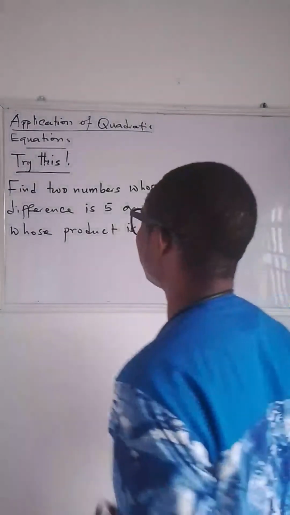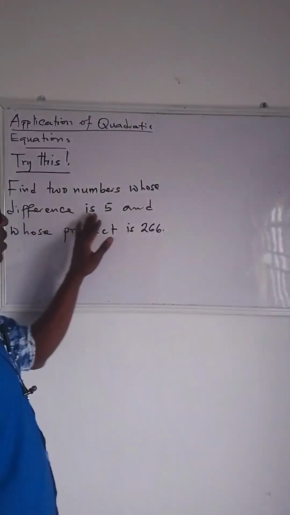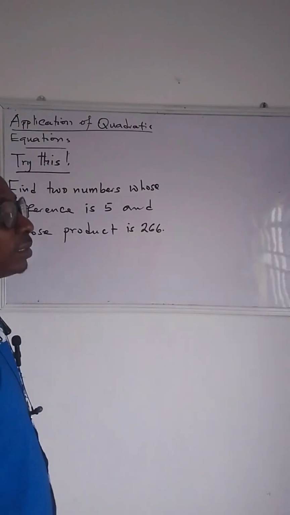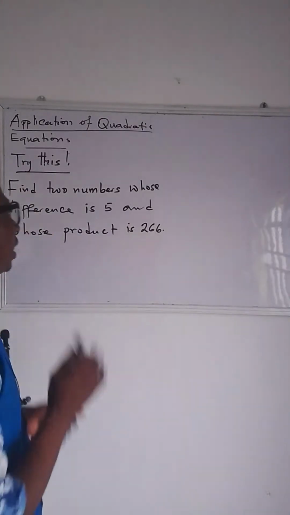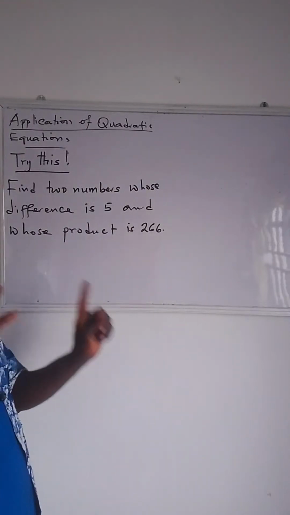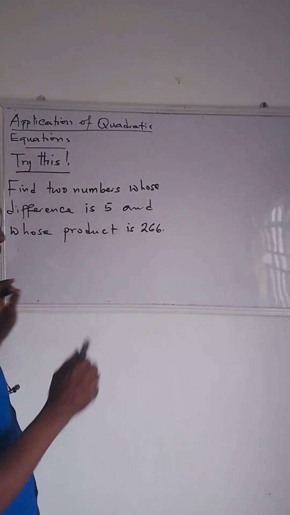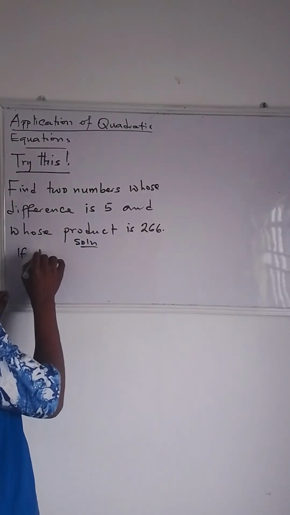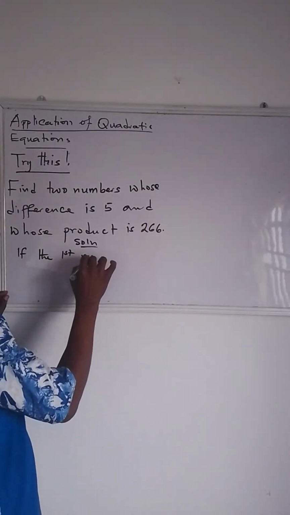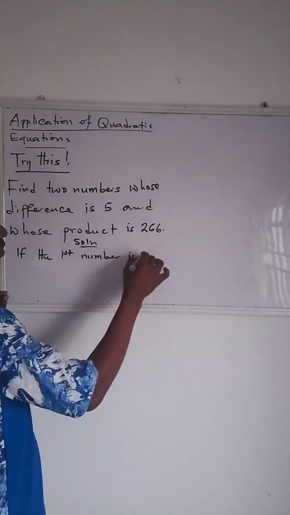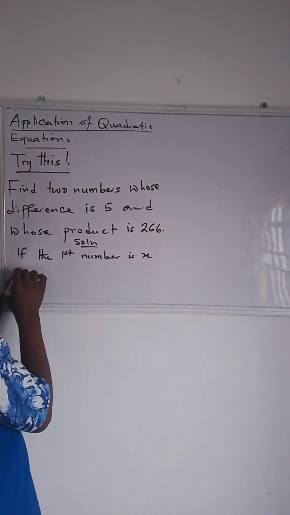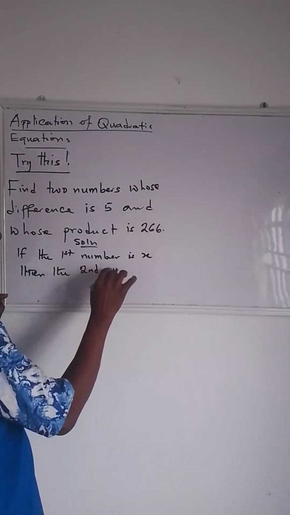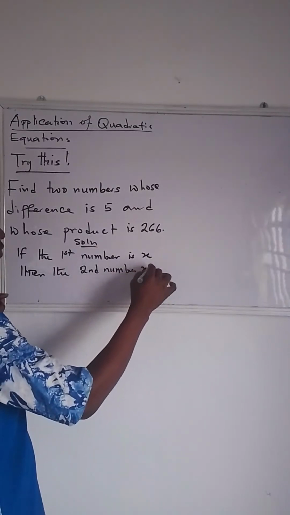Now look at the question. You have to find two numbers whose difference is 5 and whose product is 266. Okay, so how do we do it? We have two numbers. They differ by 5. So that means if the first number is x, then what's going to be the second number? The second number will be equal to x plus 5.